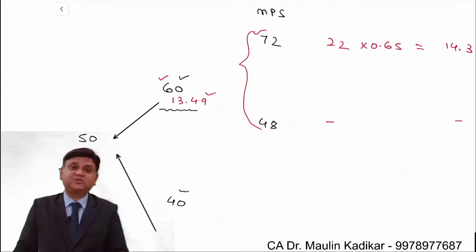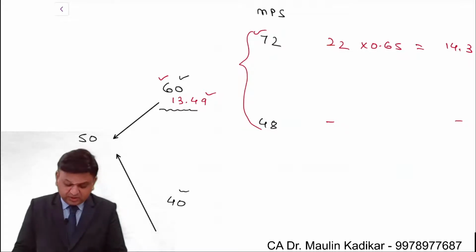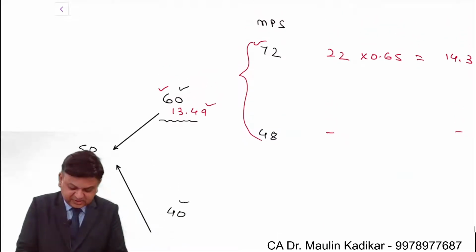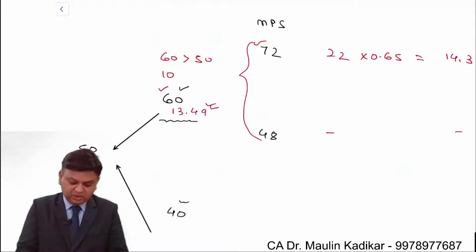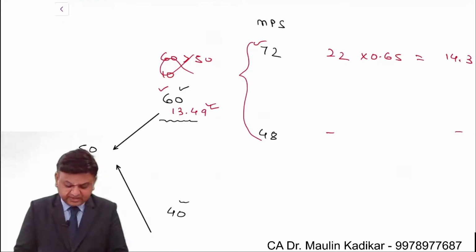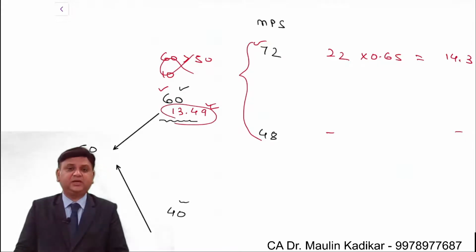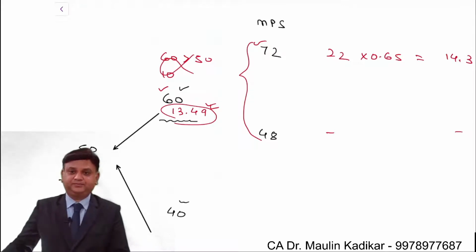Now the story does not end over here. You are required to make a comparison of the 60 with 50. We can find that the 60 is exceeding 50. So in that case you will get an amount of 10. However, waiting further will give you more amount, in a way that the expected amount is 13.49, which is exceeding 10. So we are ignoring this 10 and we consider this 13.49 for our further calculation.